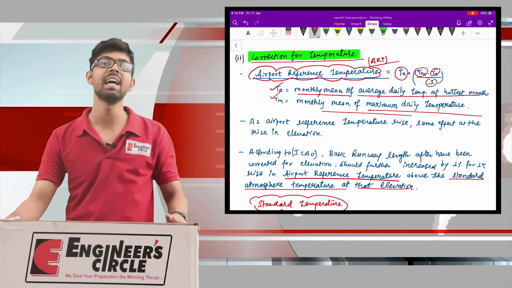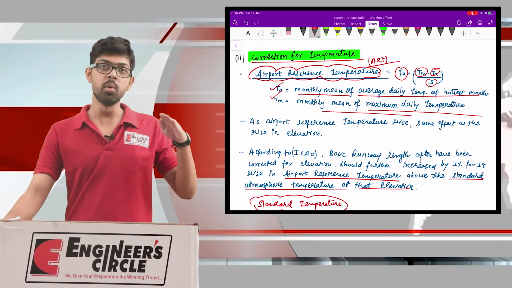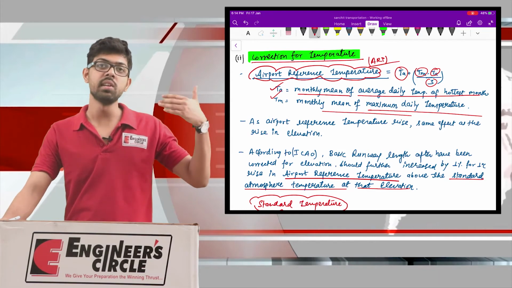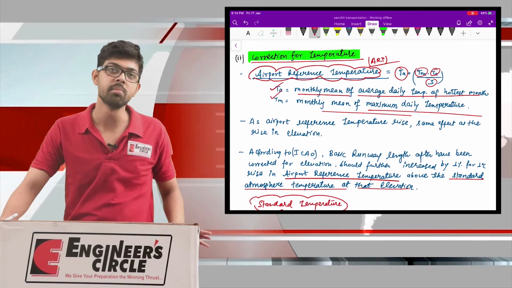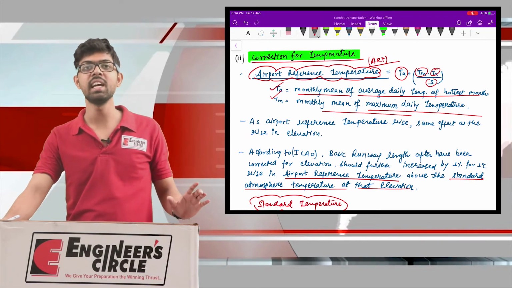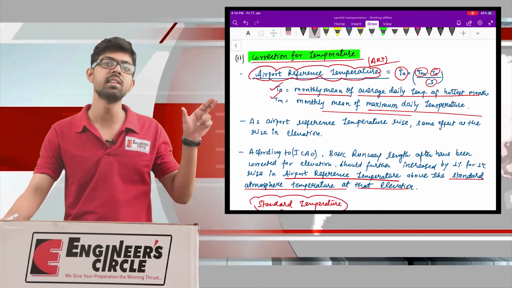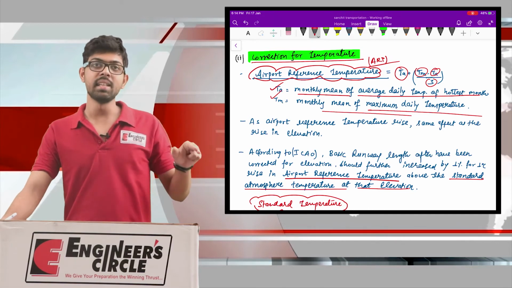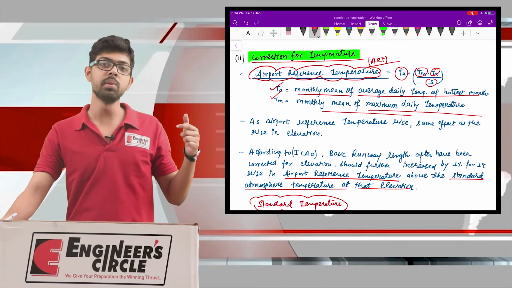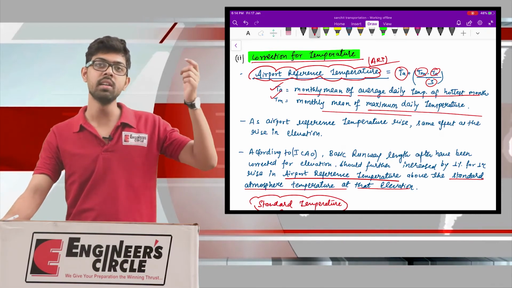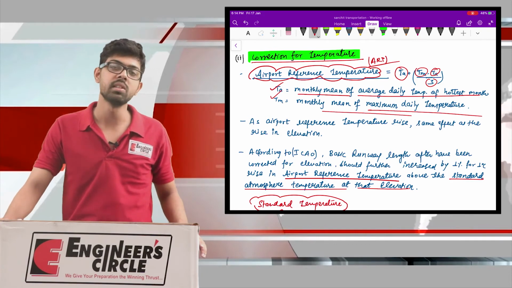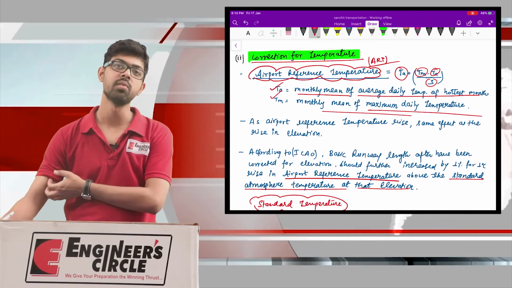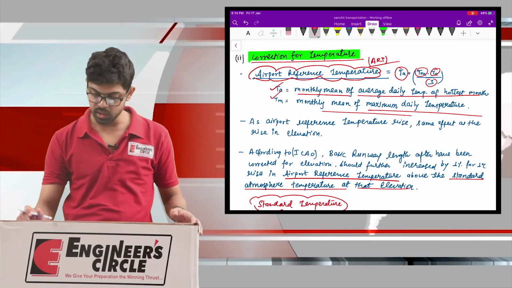That reference temperature will act as your reference point. Above this, if your temperature rises, then you need to apply some correction. So the airport reference temperature will act as your benchmark, the temperature for the ideal condition for the basic runway length. If your temperature increases above or decreases below that temperature, then you need to apply a correction, and the formula for the correction we will discuss.